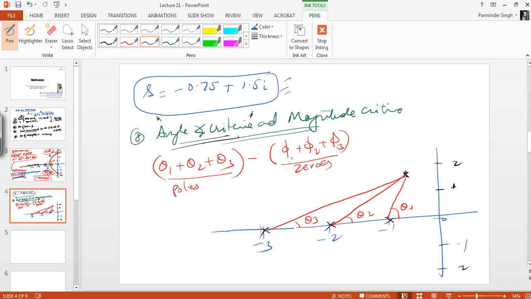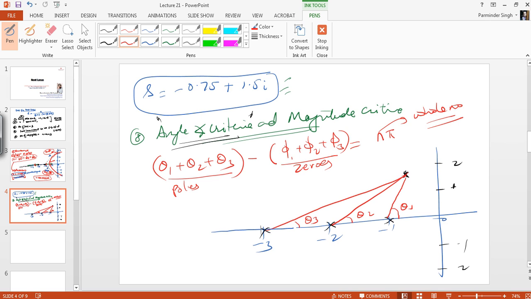Now the angles from all the poles minus the angles from all the zeros should come out equal to n pi, where n should be a whole number. It cannot be like 160, or 151, 141, 121. It has to be exactly 180, 360, multiples of 180. Clear?